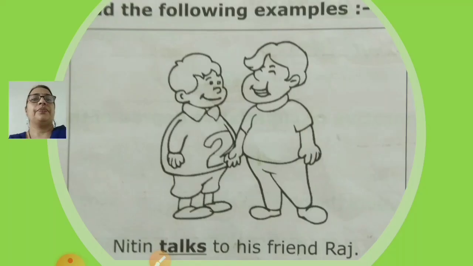Very good. So on your page number 46, children, these pictures are given. Here you have to read the following examples. Can you see two boys? They are talking with each other, it seems, right? So what is written below the picture? Nitin talks to his friend Raj.